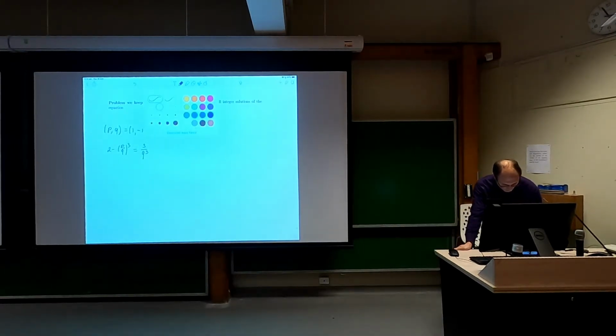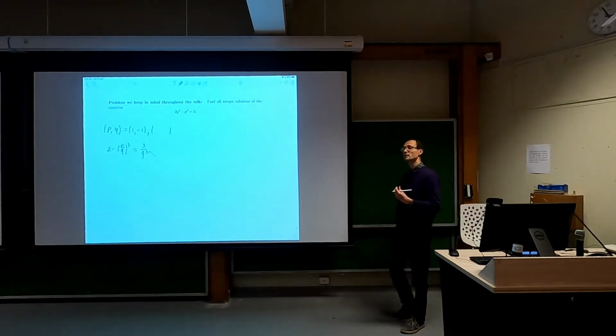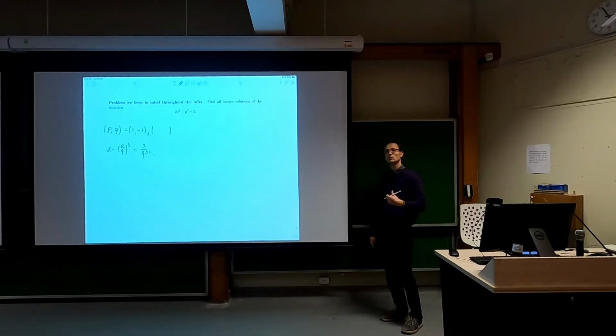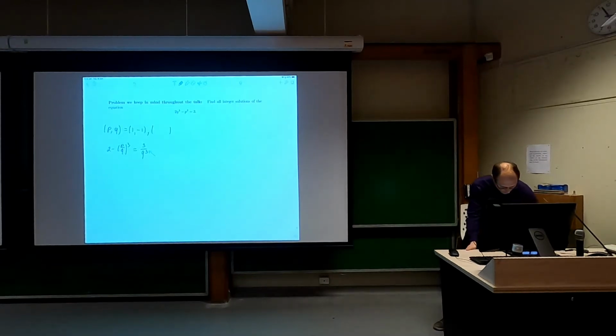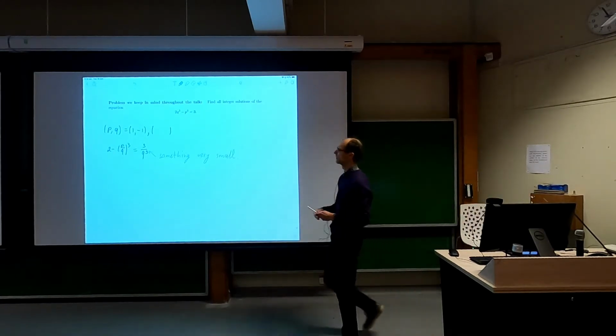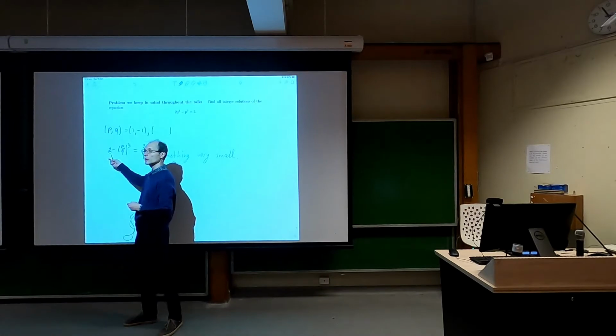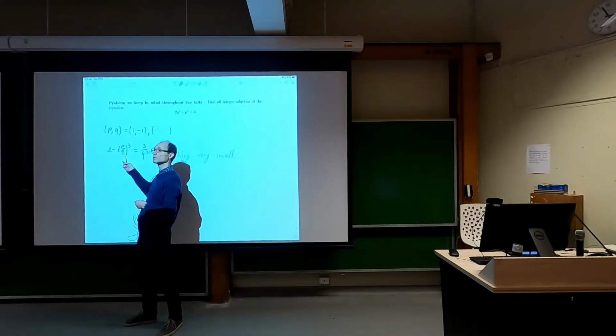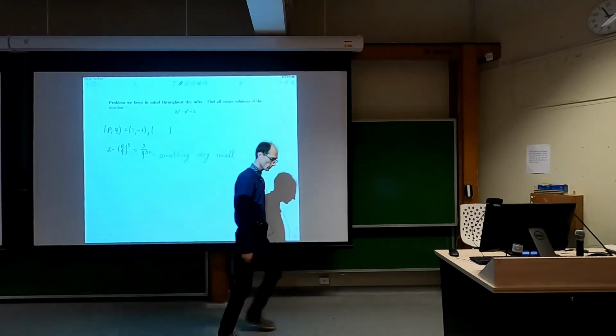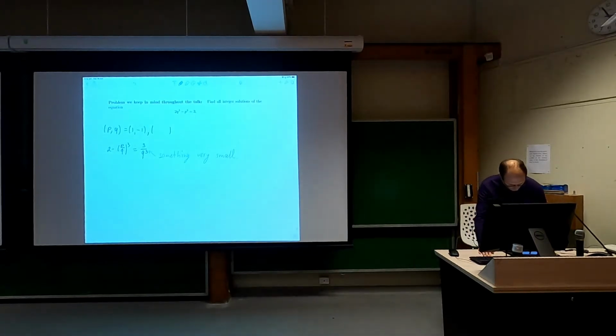Here we can notice a couple of things about it. If you look at the right-hand side, it is something very small, right? That's something very small as q becomes large. And if you look at the left-hand side, that's actually a cubic polynomial in p over q, right? So that's a cubic polynomial.